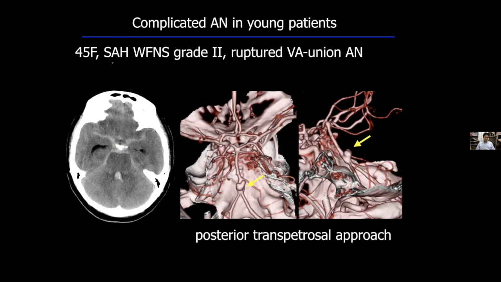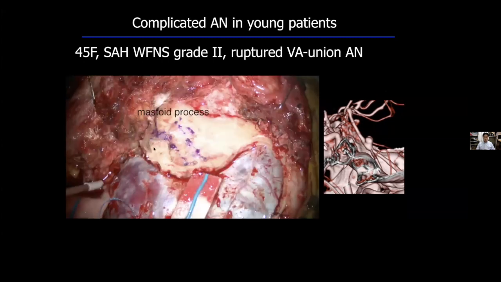And this is the last case. She also had a subarachnoid hemorrhage. She was young and had a ruptured VA union aneurysm. But in this case, the location was a little bit higher than the previous one. So we chose the posterior transpetrous approach only. And from this case, I'd like to emphasize the importance of preservation of the venous drainage. So this is the left side approach, temporal lobe here, and this is the posterior fossa, mastoid process.